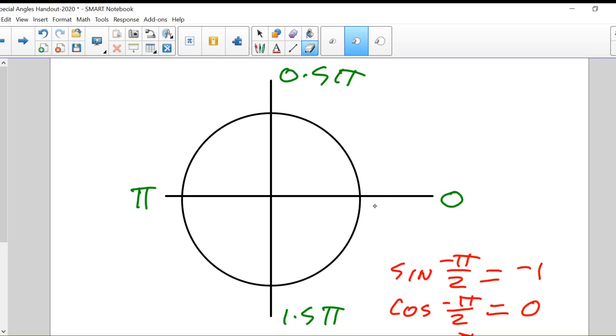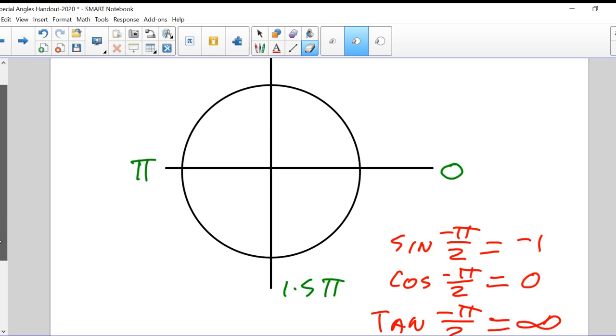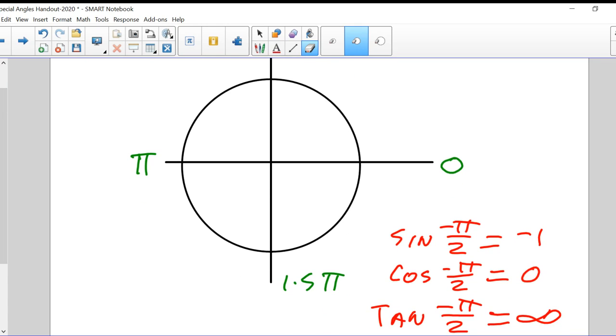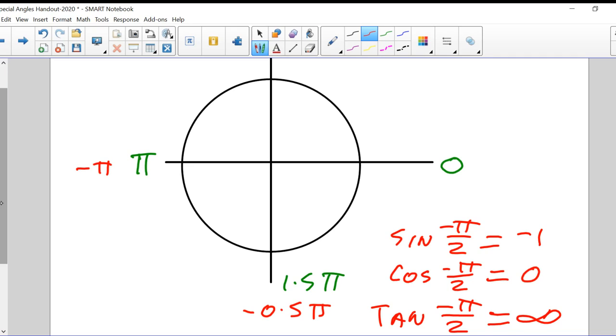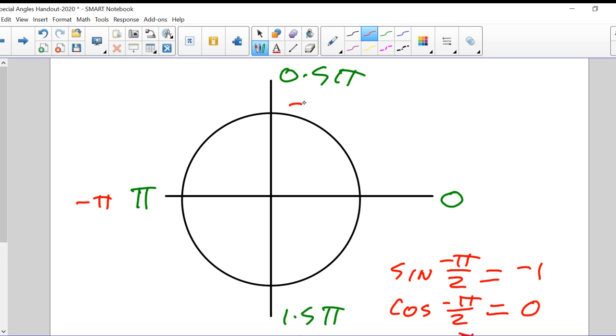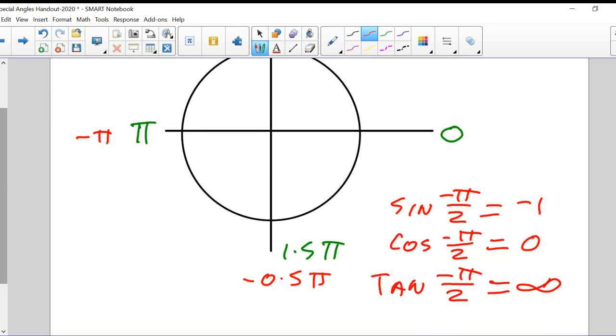I haven't yet even hit this line yet because this line is, let me label it, if I was going in a counterclockwise direction, this would be 0. This would be minus 0.5 pi. This would be minus pi, same thing as positive pi. And this would be minus 1.5 pi if I'm going in a clockwise direction. So because, let's see, Donna, yes, go ahead, Donna.